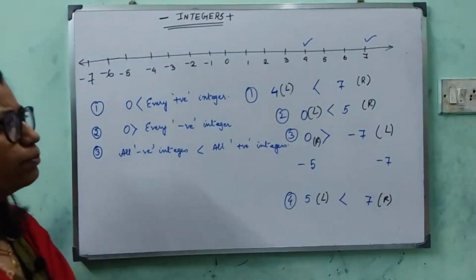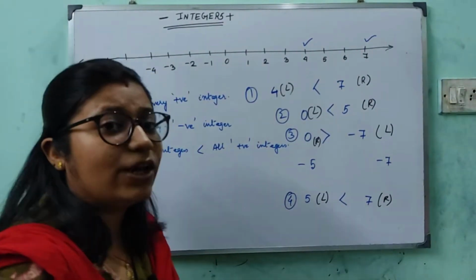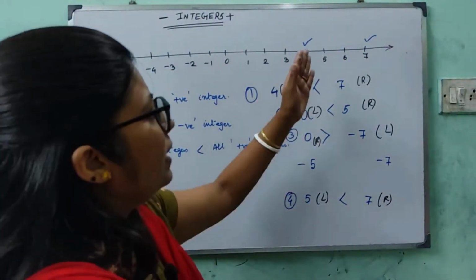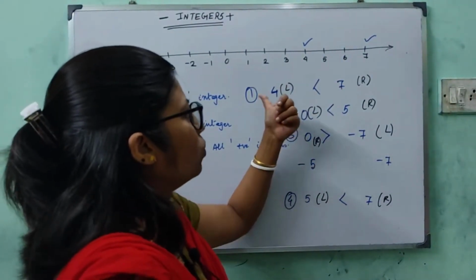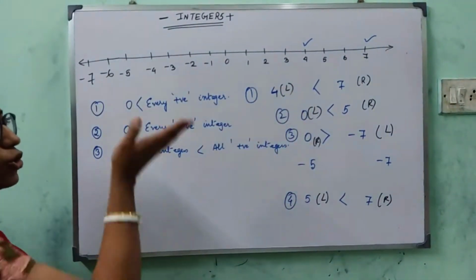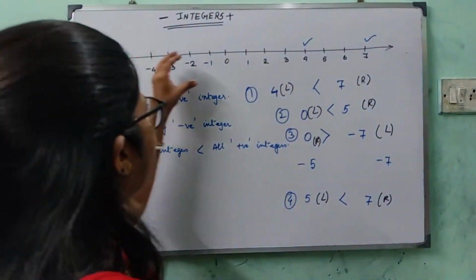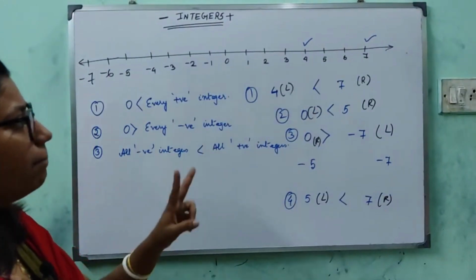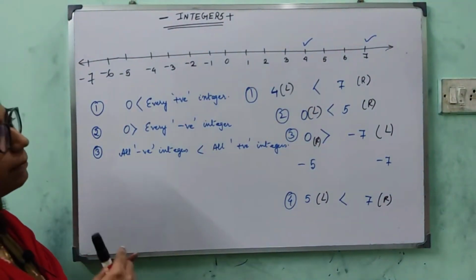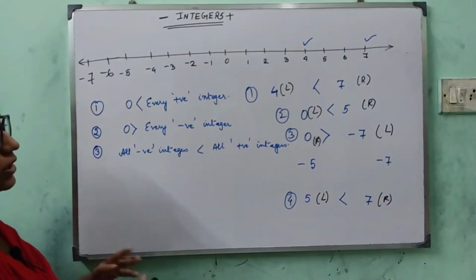So one thing you can observe here from all these examples which I have done, that is the numbers which were lying on my right hand side, they are greater than the numbers which are lying on my left hand side. In all these examples we saw this. So this is the concept that you will have to know, that is on a number line, if I compare two numbers, whichever number lies on my right hand side, that number is greater than the number which is on the left hand side.